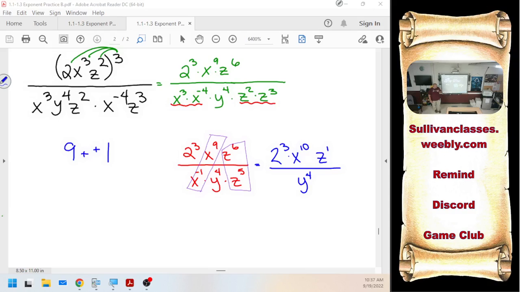I got to take care of that 2 to the 3rd. I can take care of the regular number part. What is 2 to the 3rd? 2 by 2 by 2. 8x to the 10th. Z, I will not write the 1. Y to the 4th. Take them in stages. Piece by piece. Okay?